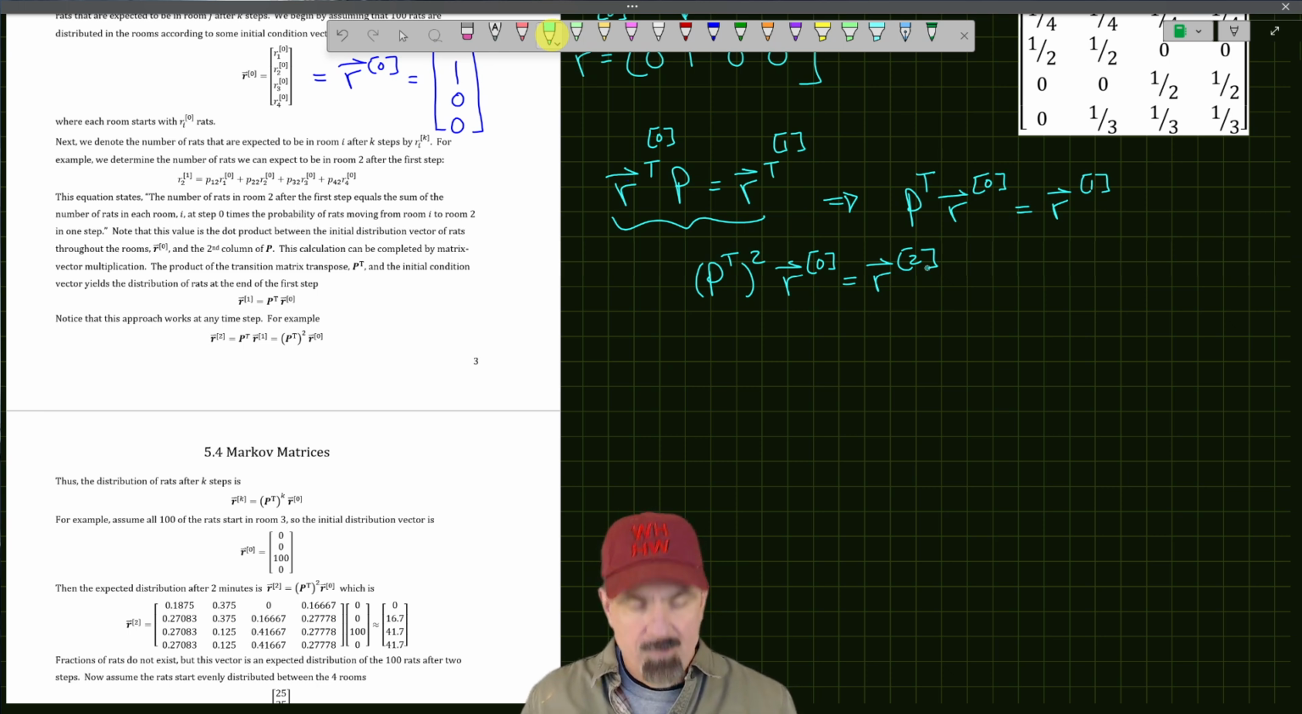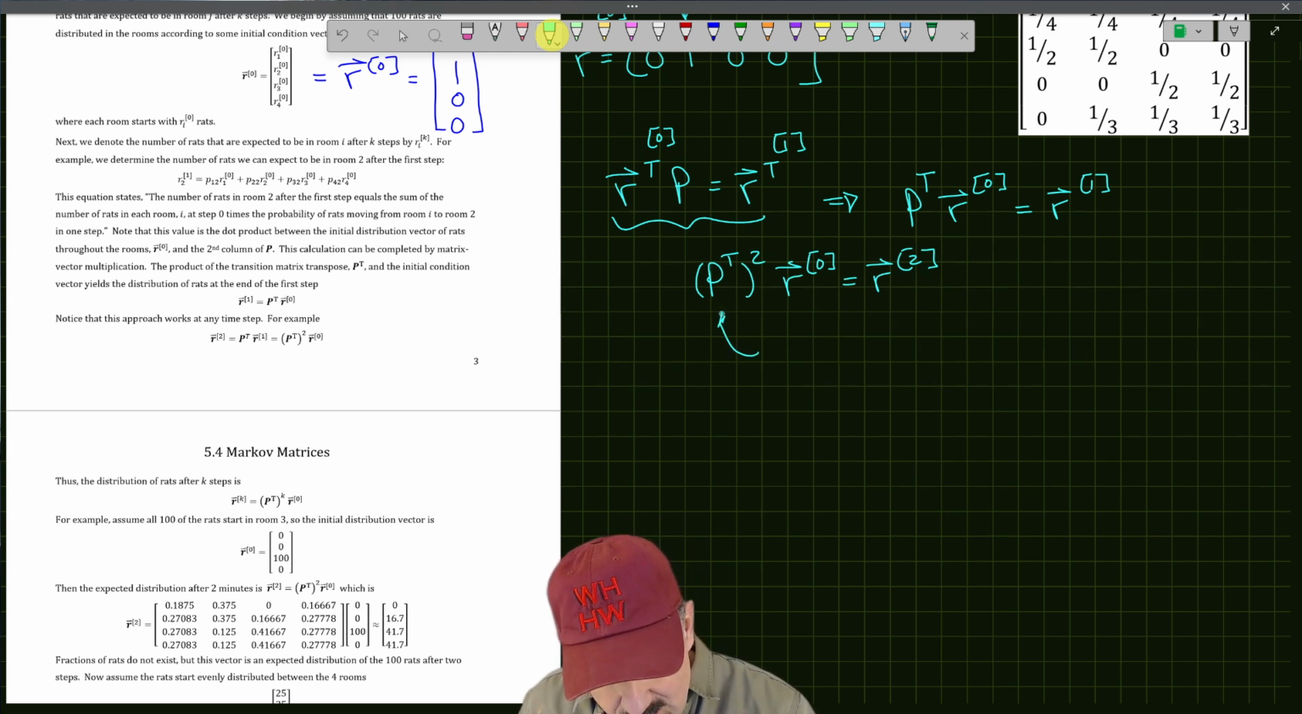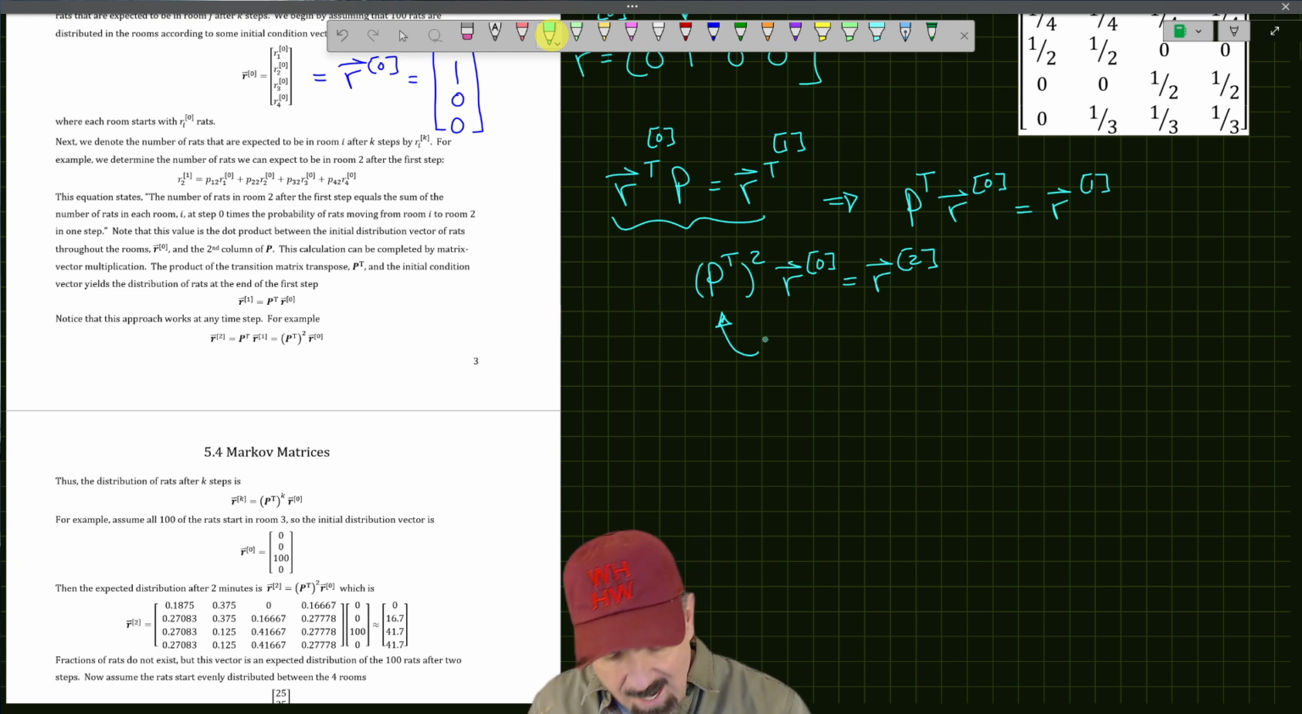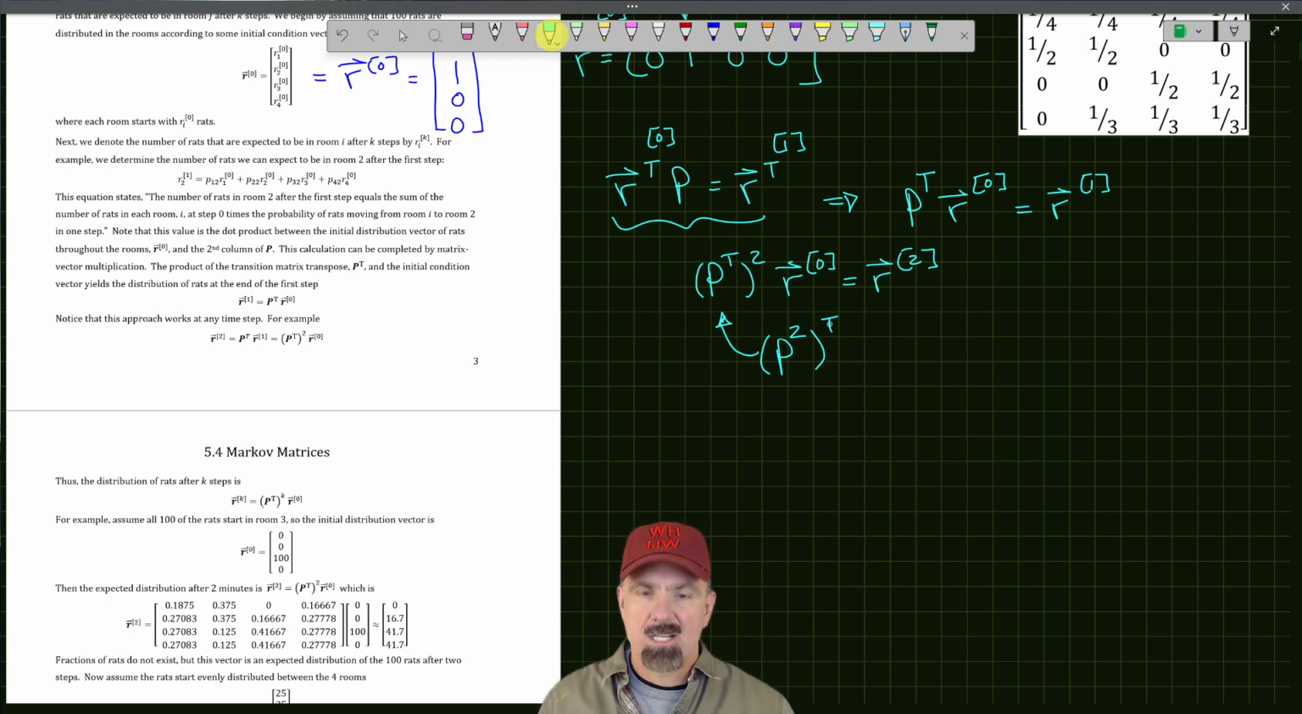You know already from previously in the class, taking that transpose and squaring it is no different than taking the P matrix, raising it to a power and then transposing it. We generally are not going to do that. That's fine. We're generally going to work with the transpose.